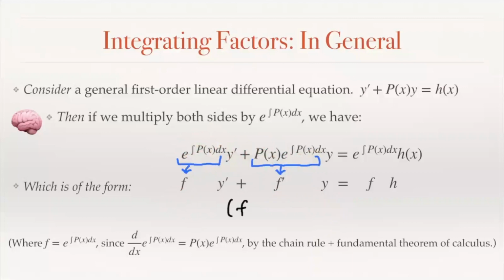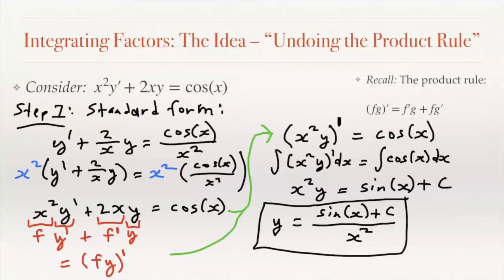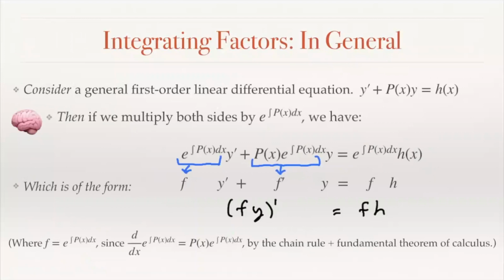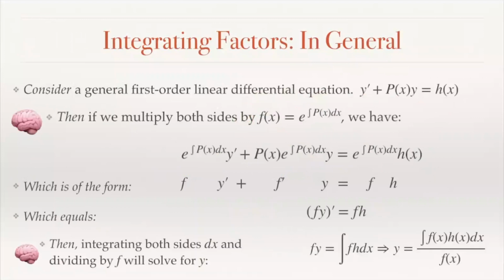So now this is f y prime plus f prime y equals f h. And then we can integrate both sides, just like we did over here, and solve for y. So for any linear first-order differential equation, we get it into standard form, and this is our integrating factor, full stop. That's it. So here's finishing the derivation. That left-hand side is f y all prime, undoing the product rule, and then we integrate both sides, divide both sides by f, and we have solved for y.